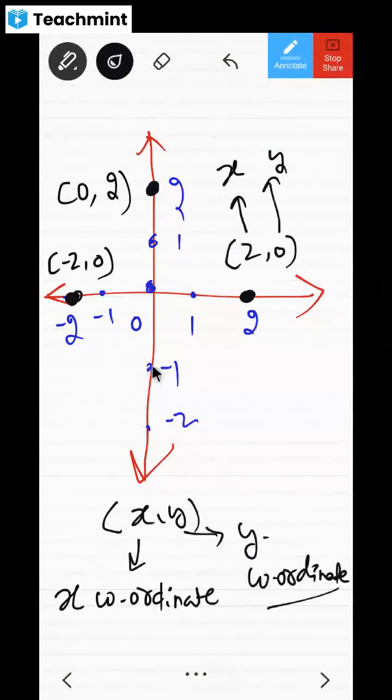Now, look at this point. What are the coordinates of this point? Jagannath will tell me. It becomes 0 comma minus 1, because first of all you must see the x-axis movement. On the x-axis it is nowhere moving, so 0. On the y-axis it has moved minus 1, so minus 1. Understood, dear children? Okay, fine. So I hope it is understood.